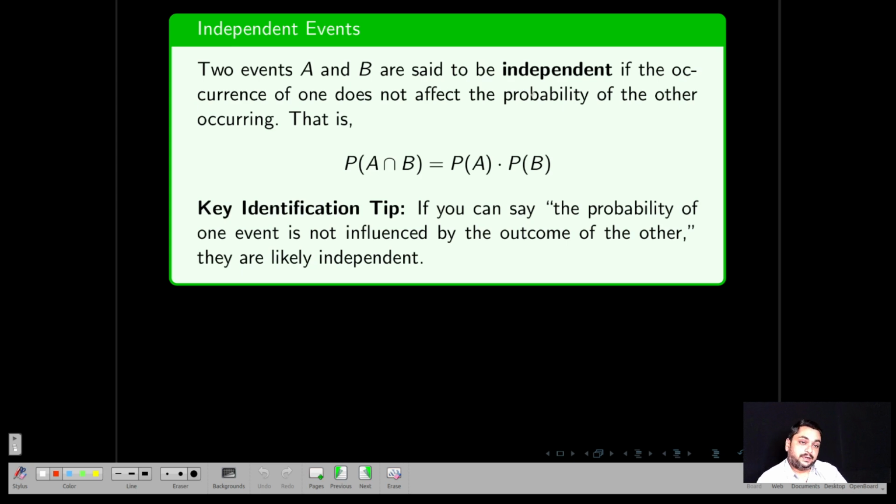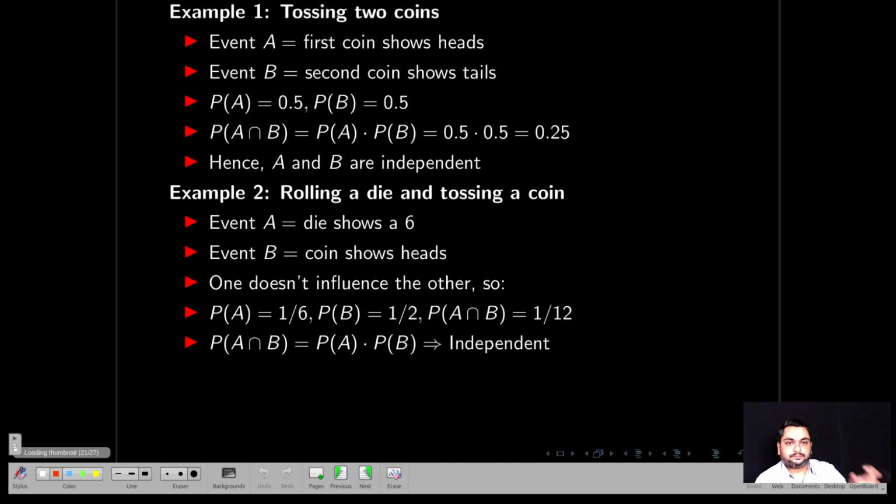Two events A and B are said to be independent if the occurrence of one does not affect the probability of the other occurring. That is, P of A intersection B is equal to P of A into P of B. If you remember in our combinations, this is something like the product rule. The previous one is like a sum rule. Both cannot occur together; they can occur in a sequence. How can you identify? If the question says the probability of one event is not influenced by the outcome of the other, then they are independent.